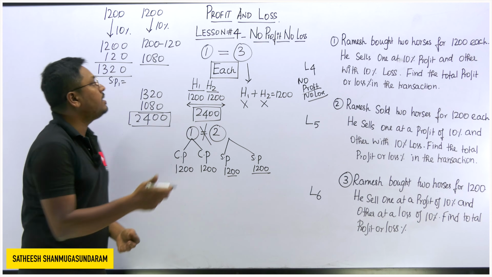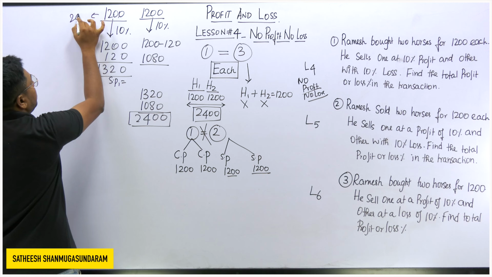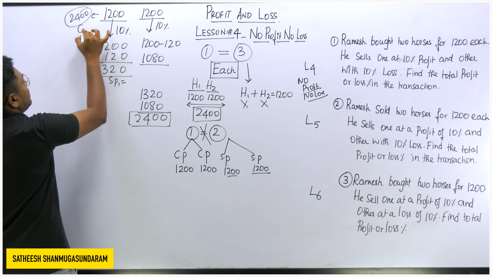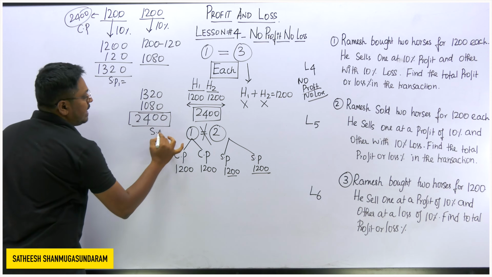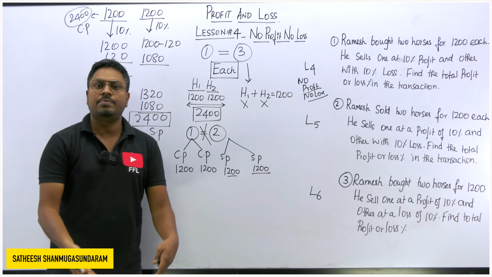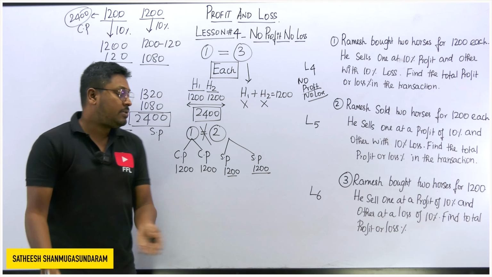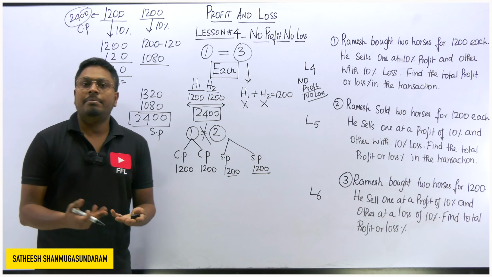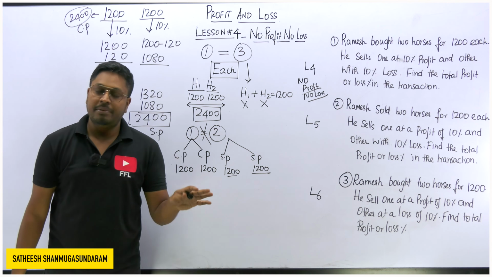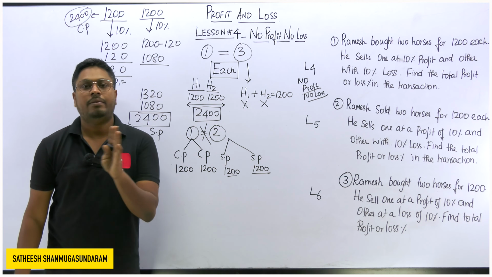What is the cost price? When you add the first horse and the second horse price, it is also 2400. So the cost price as well as the selling price are both equal. Yes or no, right? He bought two horses for 2400. When we calculate, the final selling price is also 2400, so the meaning here is he will not get any profit and he will not get any loss. So the answer will be no profit and no loss.